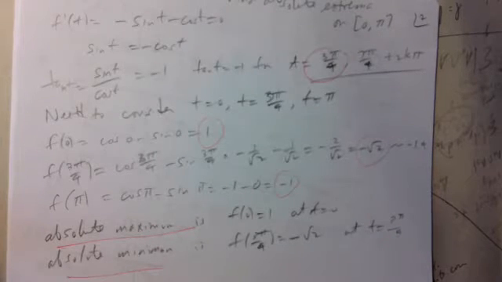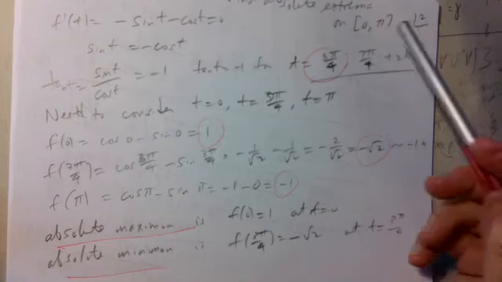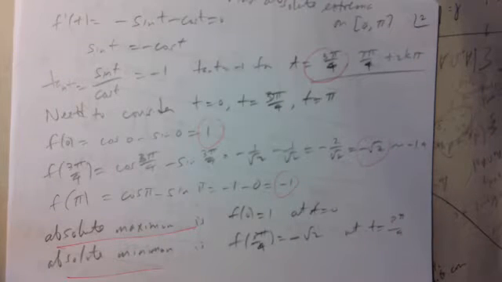A lot of people didn't realize that you only look at values of the function between 0 and pi. That's exactly what the question is asking, and that's what you have to answer. Okay. Any questions about this?